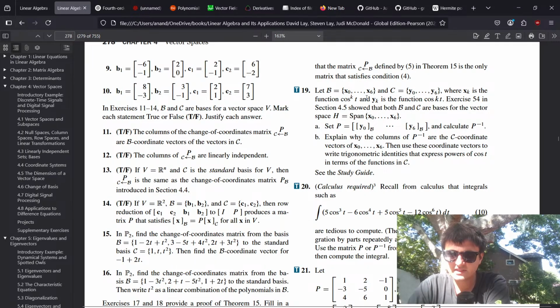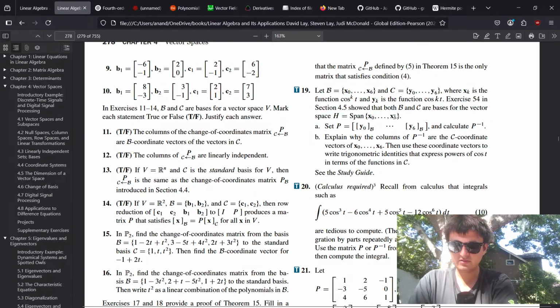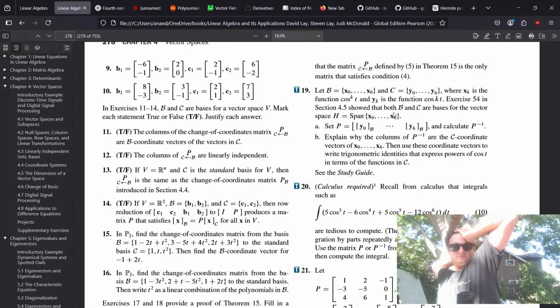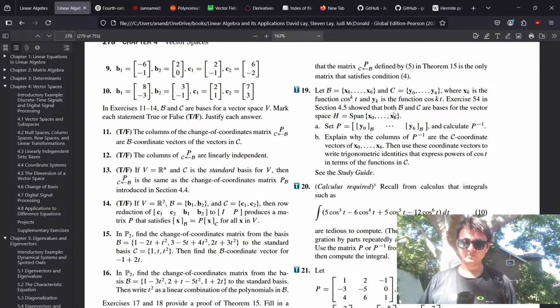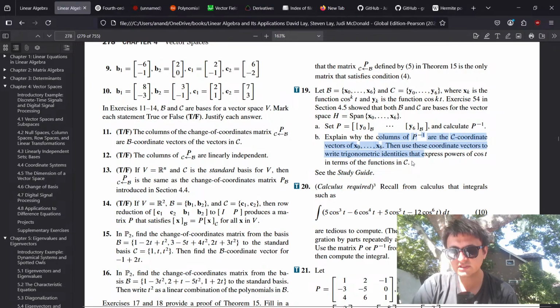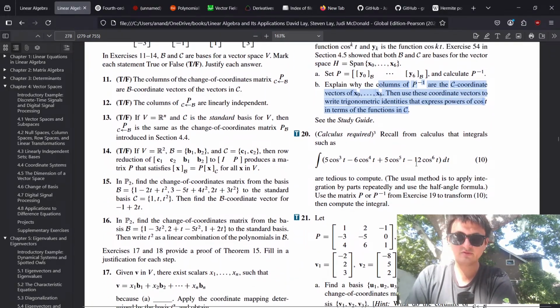where xk is the function cos to the k and yk is the function cos kt. Exercise 54 in 4.5 showed that B and C are bases for the vector space. Whoa, that's weird. Maybe we'll do that one. Explain why the columns of P inverse are the C coordinate vectors of x0 to x6. Then use the coordinate vectors to write trig identities. Okay, that one's weird. Maybe we'll do that one.